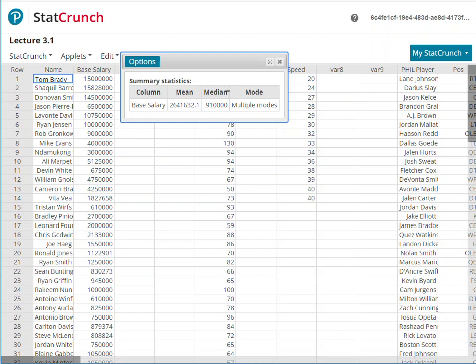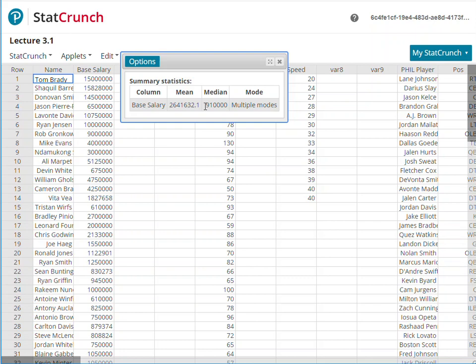But if we look over here, the median value is actually 0.9 million. So not quite 1 million, less than that. So the median value, or the median salary, I should say, for these players is 0.9 million. So now let's consider a scenario.